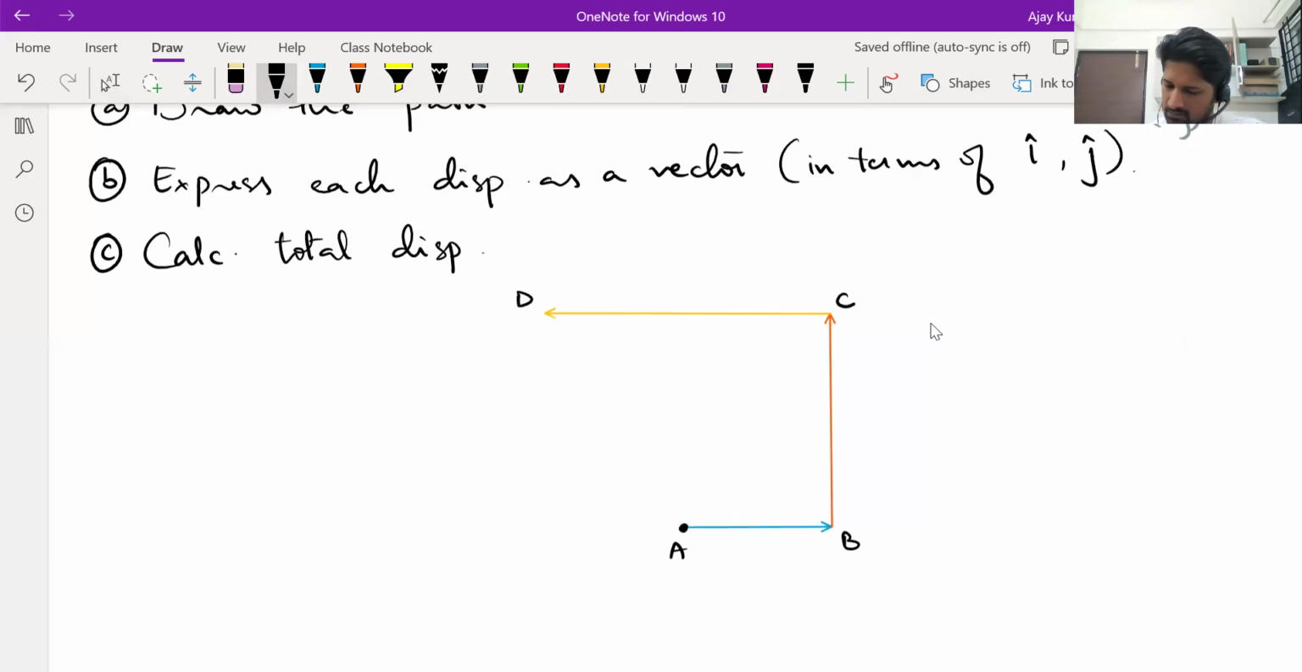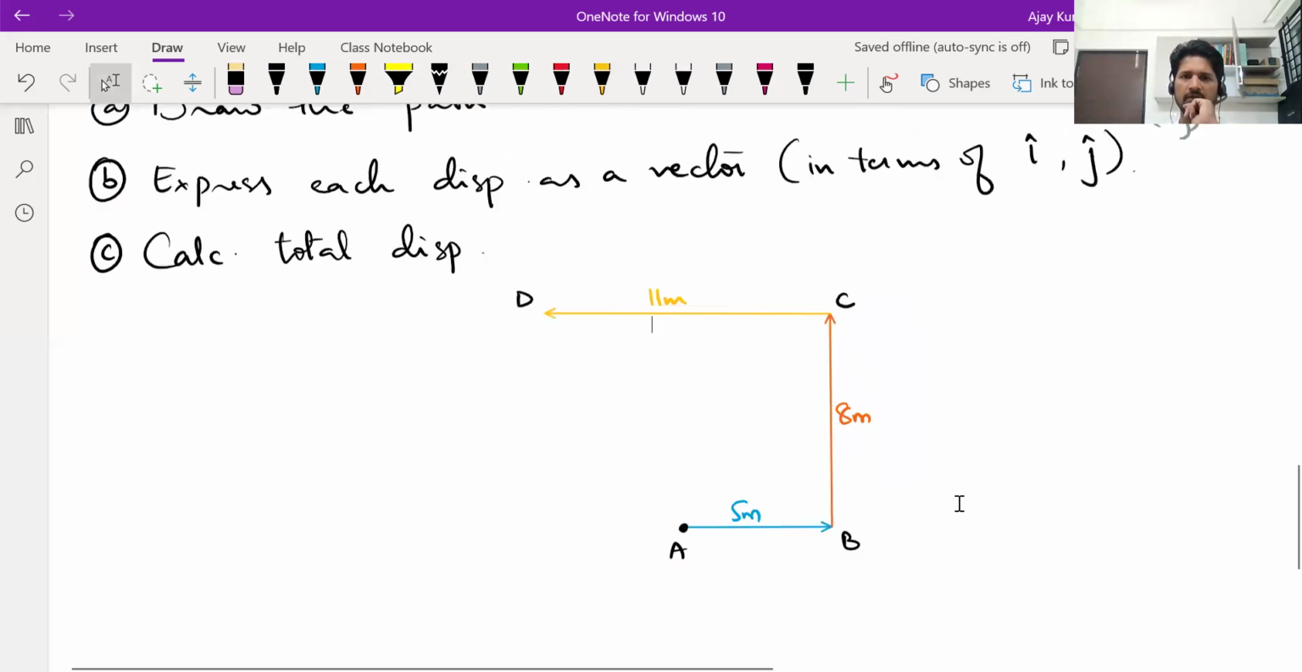Right. So A to B is 5 meters. Direction is given. B to C is 8 meters. Direction is given. C to D is 11 meters. Direction is given. Okay. So this is what has happened. Now we need to express each of them as a vector. Means you have to write it in terms of I cap, J cap.